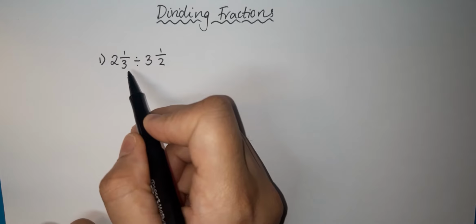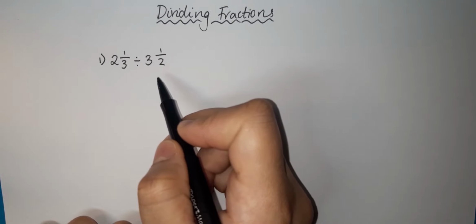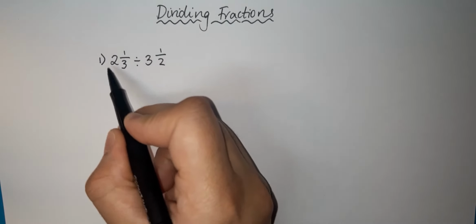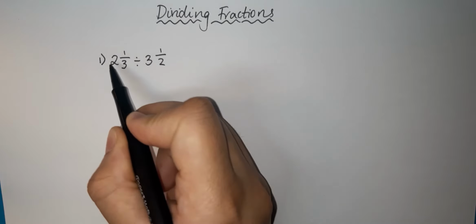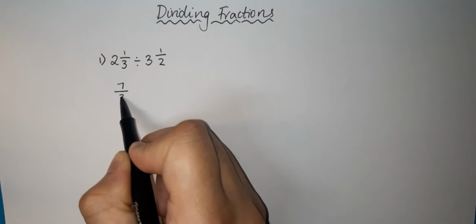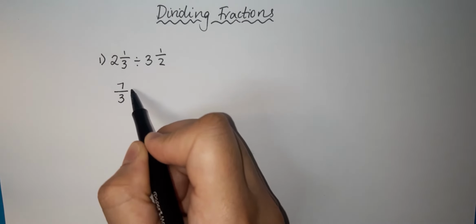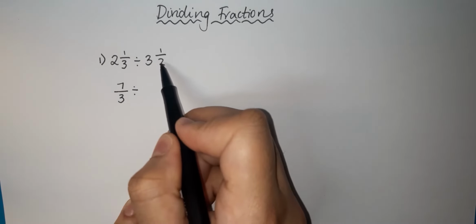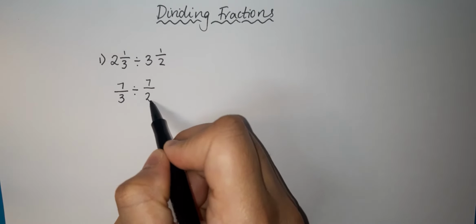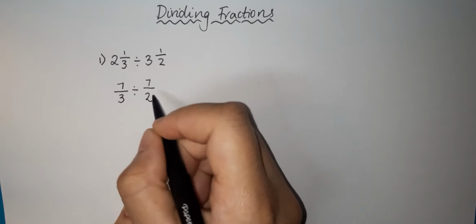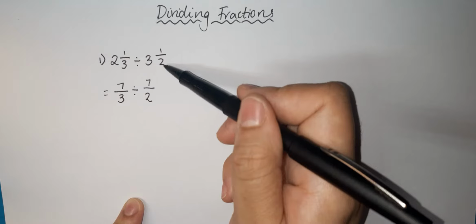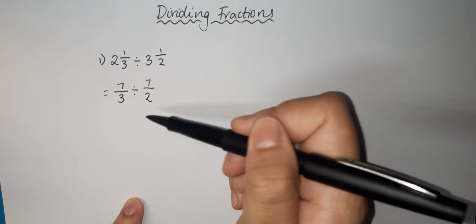So 2 1/3 and 3 1/2 can both be written as improper fractions. Yeah? So 2 1/3, let's change that into an improper fraction. 2 times 3 is 6. 6 add 1 is 7. So 7/3. Remember, the denominator stays the same. Divided by 3 times 2 is 6. 6 plus 1 is 7. 7/2. Yeah? So now we've written 2 1/3 and 3 1/2 as improper fractions which look easier to work with.